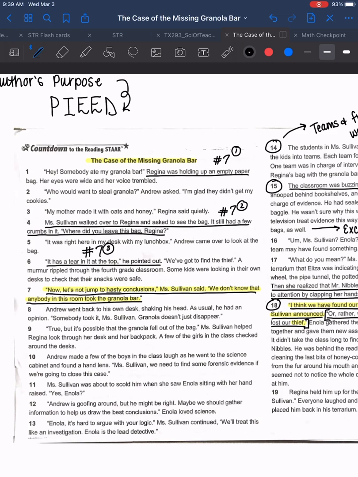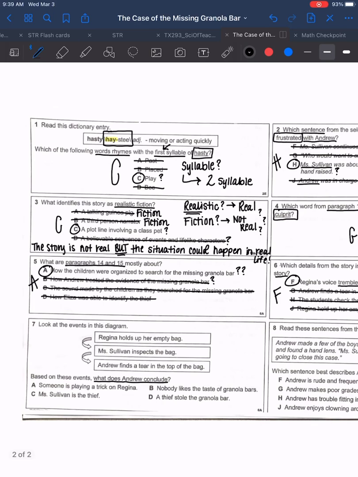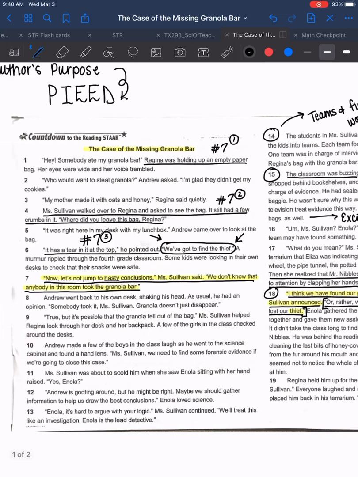So if we think about our answer choices again, okay, and we look after the sequence, here's a huge hint. We've got to find the thief. That's what he said right after he saw the tear in the top of the bag. And when you look at it in order of events, that's what's next. So A, someone is playing a trick on Regina. It doesn't mention that anywhere. C, Miss Sullivan is the thief. He doesn't say Miss Sullivan is the thief at all. I don't know if he would tell his teacher that she's the thief.